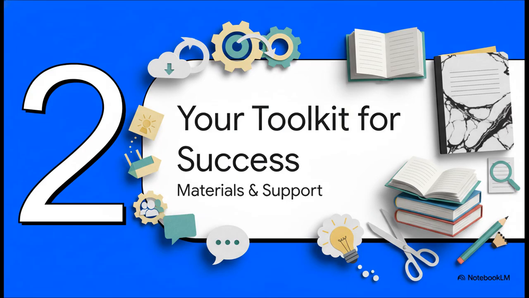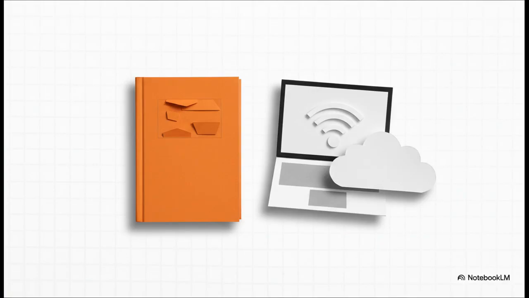Okay, let's move on to Section 2, your toolkit for success. This is basically everything you need to have in your corner to do great in this course. Your materials are pretty straightforward. First, you need the book Orange is the New Black by Piper Kerman, and you're going to need it starting week 1, so definitely get on that right away. A digital copy or a physical copy, either one is totally fine.